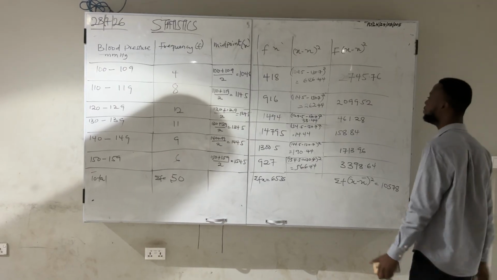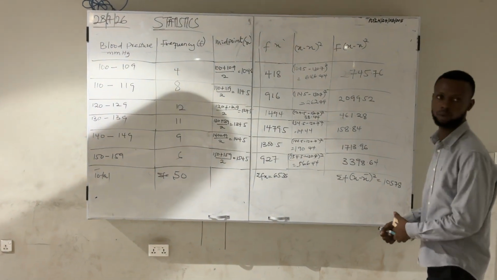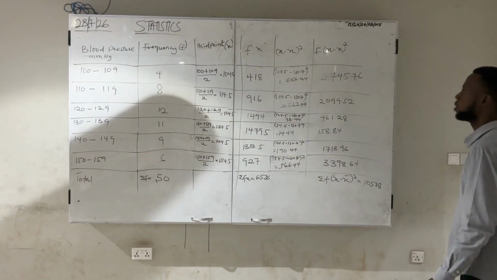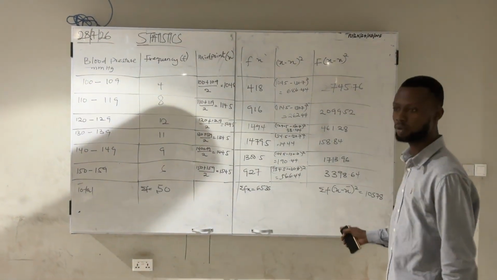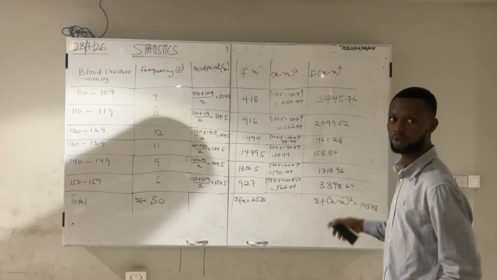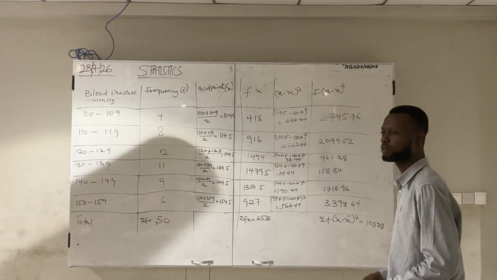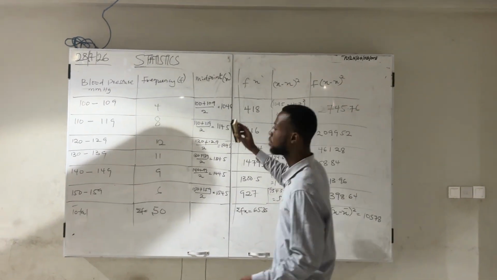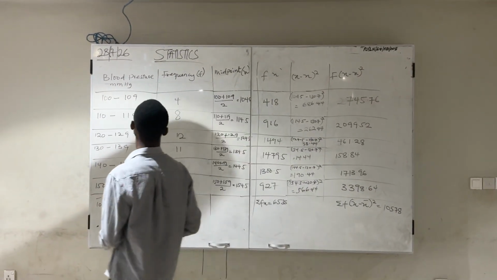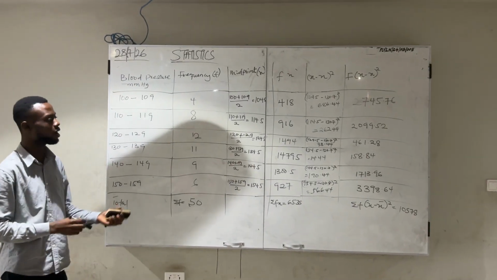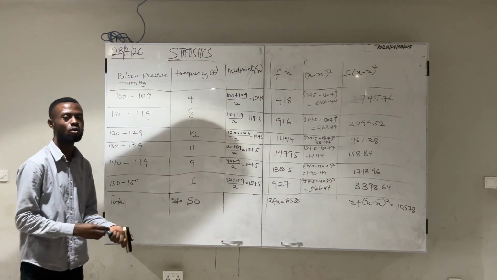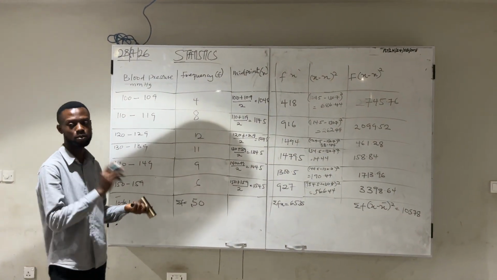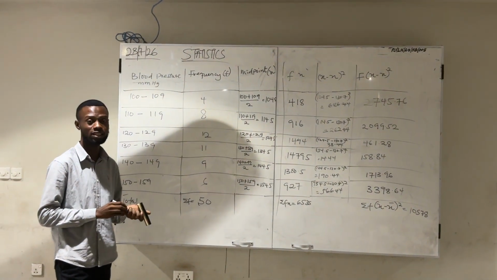So the question you ask yourself is whether it is for sample data or for population data. So let's assume it's sample data. Now state the formula for the variance. You can write it down. After doing this, you ask yourself whether this calculation is for sample data or for population data.